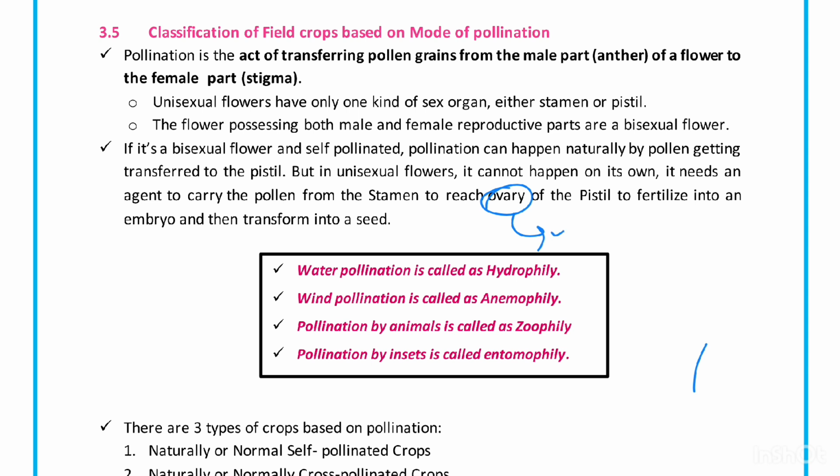Seeds are formed in this ovary. The basic unit of any plant is seed, so it's a very important part of the plant. When you talk about stamen, we have the male part, that is anther and filament. These are the two parts of the male structure. Inside this anther there are pollens. Just remember, inside the anther there is pollen, and inside the female part there is an ovary.